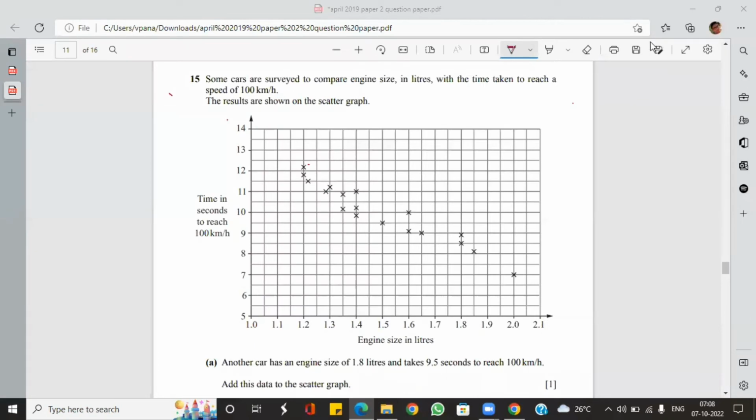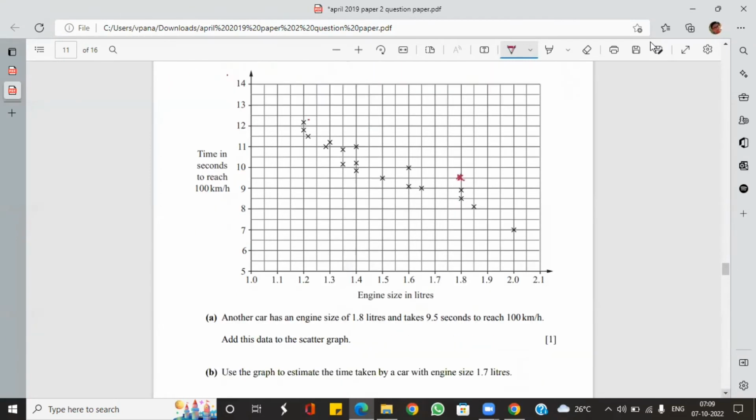Some cars are surveyed to compare engine size in liters with the time taken to reach a speed of 100 km per hour. The results are shown on the scatter graph. So part A says another car has an engine size of 1.8 liters and it takes 9.5 seconds to reach. Engine size is plotted on the x-axis and the time is on the y-axis. So 1.8 and from 9.5 is over here. So we go from 9.5 and from 1.8. So this is the point that we plot. For that you get 1 mark.